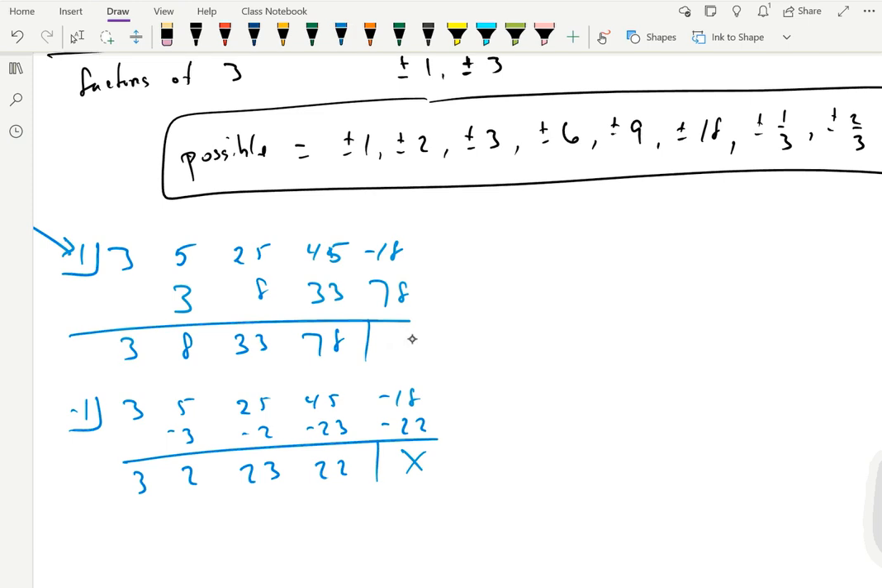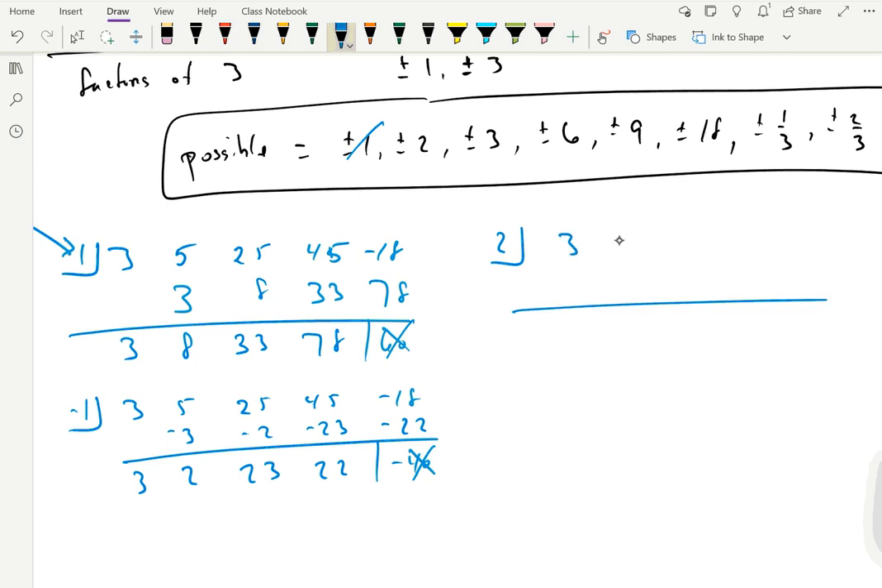Now, if we want to be a little more technical, this top one here comes out to be 60. That's not 0, so it's not a solution. This one here is negative 40. That's not 0, so that's not a solution. So we know that 1 and negative 1, neither one work. Let's go ahead and move on to 2.